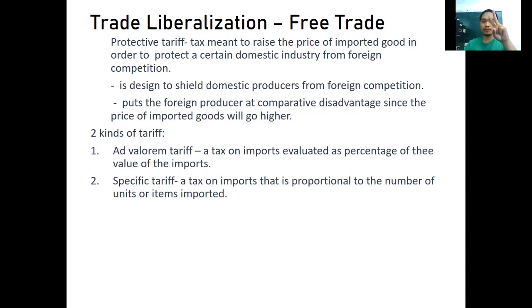Okay. There are two kinds of tariff. First, the ad valorem, and second is specific. The ad valorem tariff, a tax on imports evaluated as percentage of the value of the imports. While a specific tariff is the tax on imports that is proportional to the number of units or items imported.